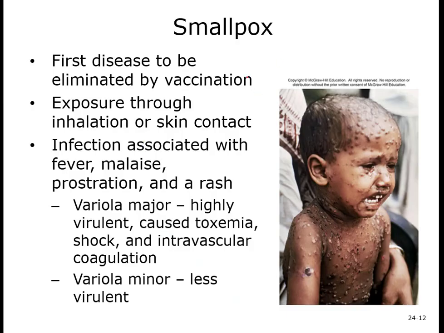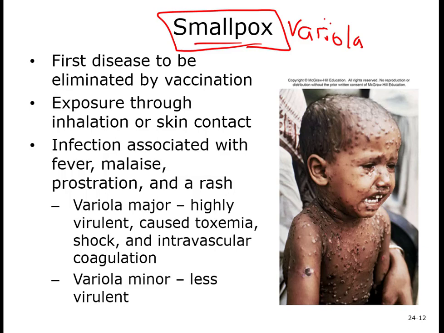So one of the examples of a pox virus is smallpox. Smallpox used to be an extremely devastating disease, as I'm sure you've read about in history books. Smallpox is also known as variola, and there's actually a few different strains of variola. Variola major was a strain of smallpox that was highly virulent. It actually could cause toxemia, toxic shock, and intravascular coagulation. So this was the most serious form of smallpox. There was also variola minor, which was much less virulent, maybe localized to the skin.